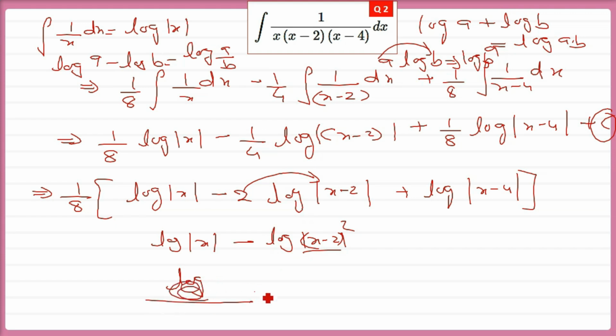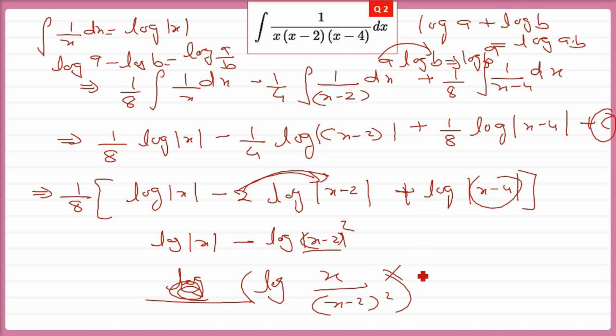So let's write it like this. After combining all these, log of x into (x − 4) divided by (x − 2) whole square. You can do it either way. First you can subtract log (x − 2) whole square, then add log (x − 4), or like this also. Eventually we are going to get 1/8 log modulus of x into (x − 4) divided by (x − 2) whole square.